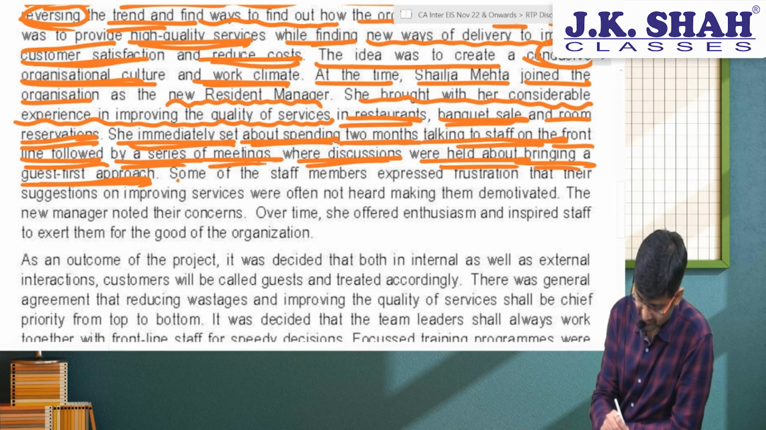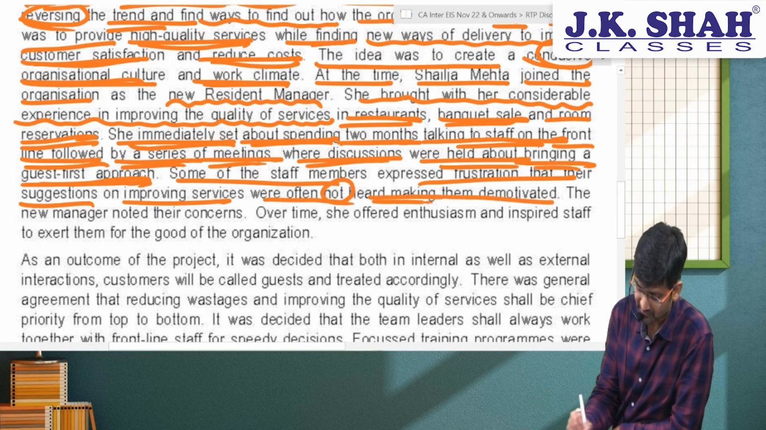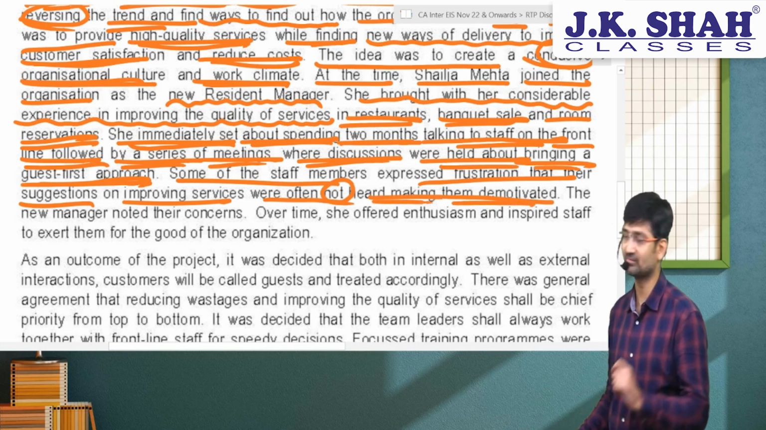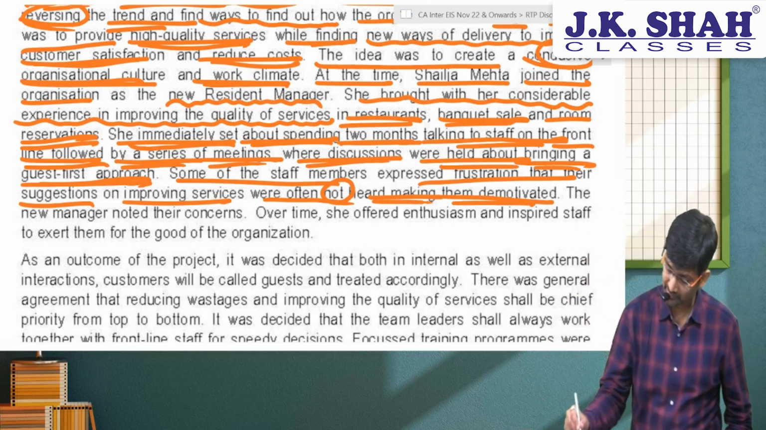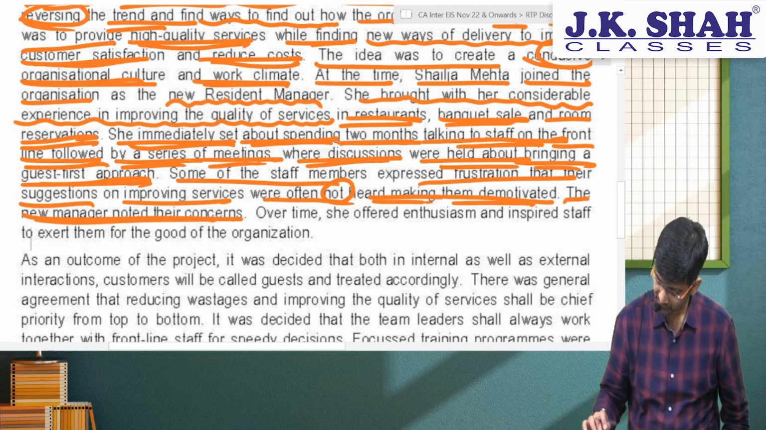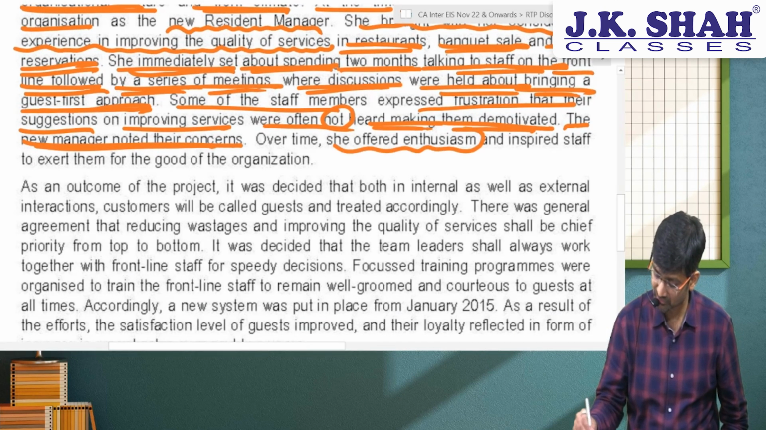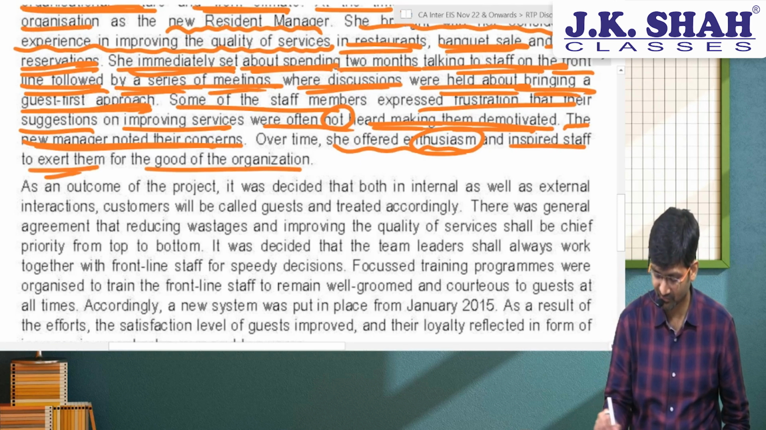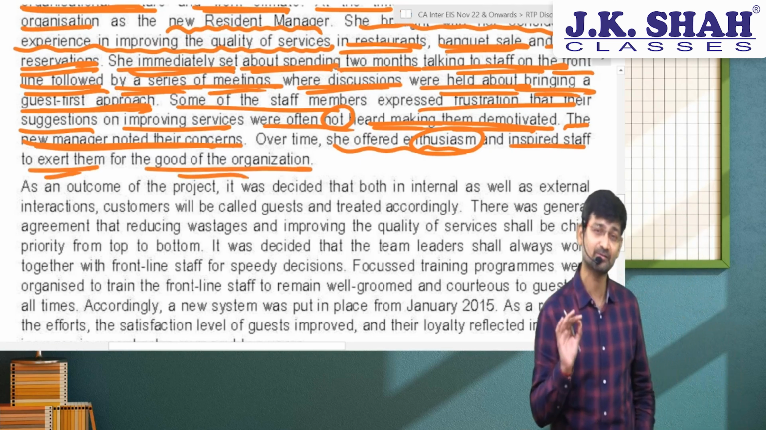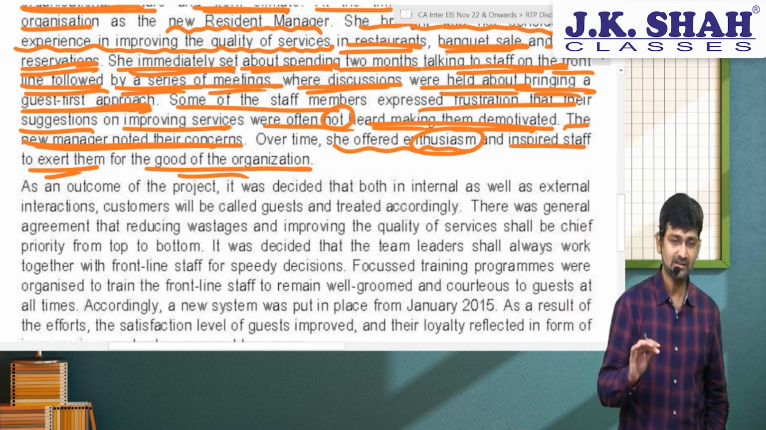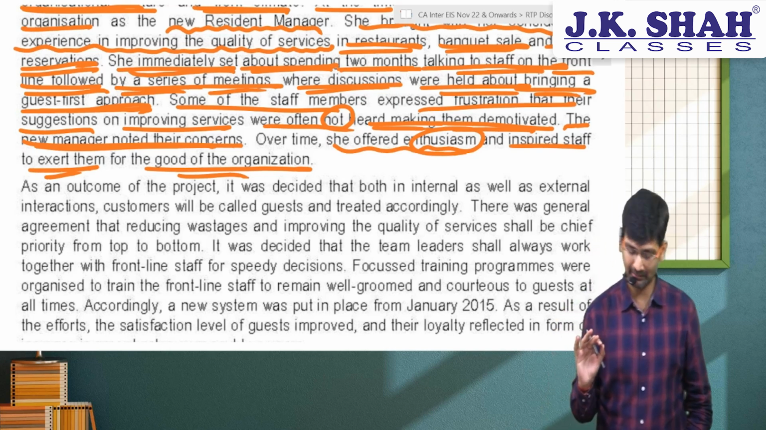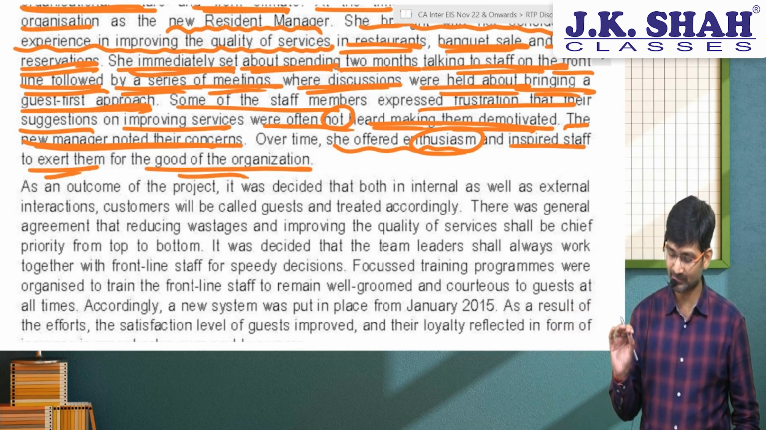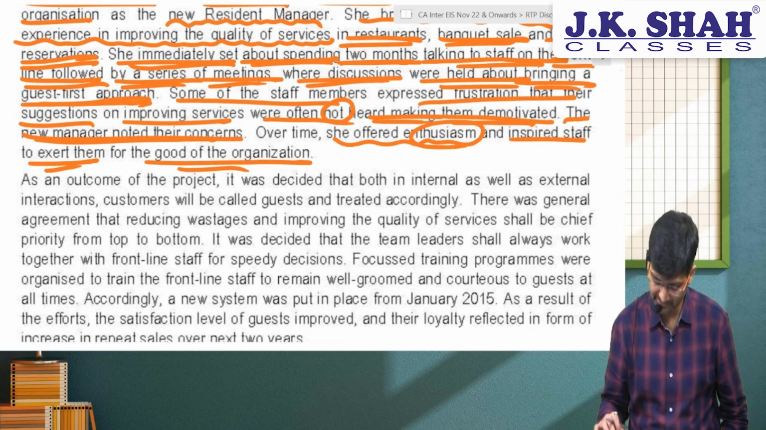Some of the staff members expressed their frustration that their suggestions on improving services were often not heard, making them demotivated. So the staff motivation was down because their views were not heard earlier. The new manager noted their concerns. Over time, she offered enthusiasm and inspired staff to exert themselves for the good of the organization. This line is exactly from the book, and people who have read the book will be able to pick up what it is indicating towards.